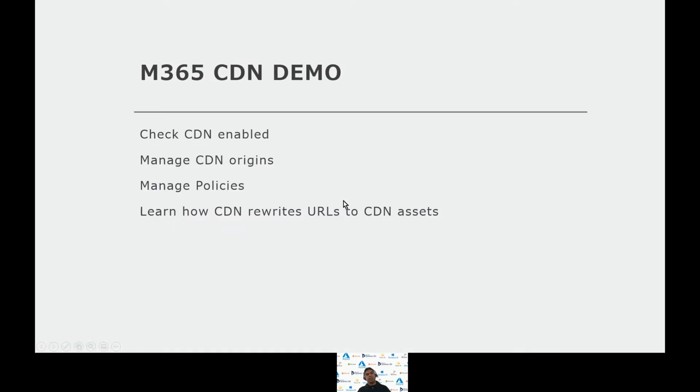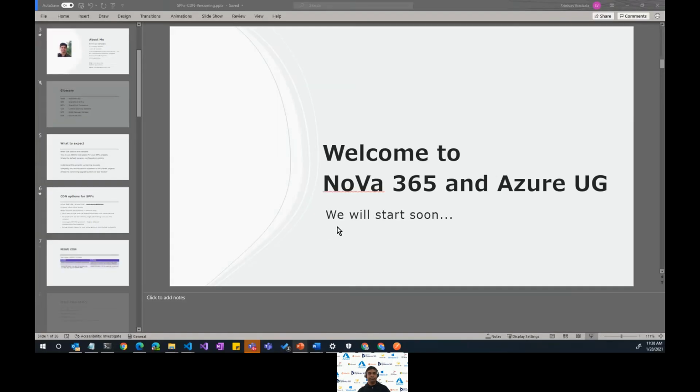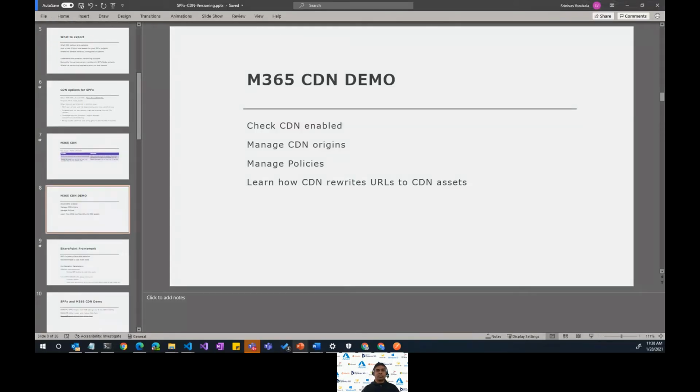Now let's jump into the demo, and we'll use some PowerShell to check various CDN features and capabilities. And we'll also talk about some CDN origins, and how to see and manage policies. And I'll follow that up with a demo of using images in a SharePoint site, and I'll explain how SharePoint Online rewrites the URLs. So let's jump into the demo.